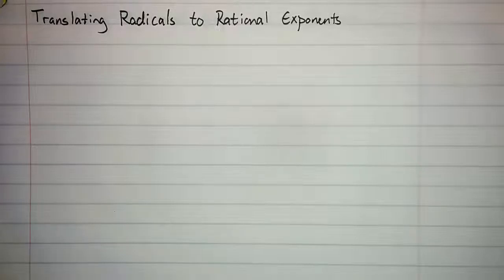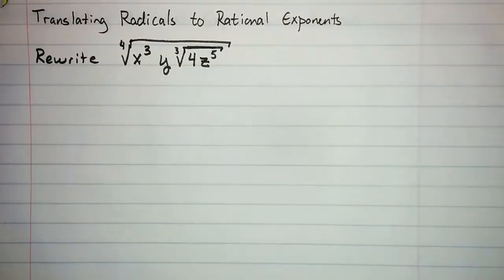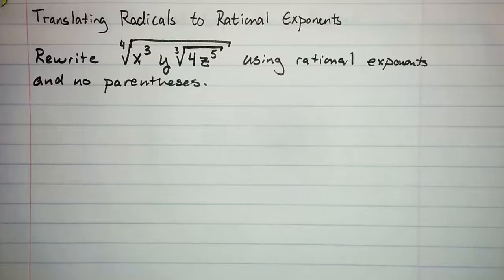All right, so let's suppose we have some big complicated rational expression with exponents in it and more than one radical and all sorts of things. And we'd like to write it in terms of rational exponents. Let's suppose we have something that looks like this, and we want to rewrite it using rational exponents and no parentheses. Let's see what that looks like.